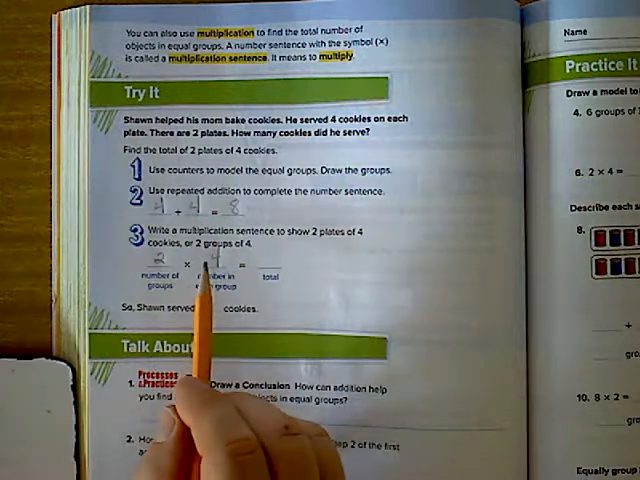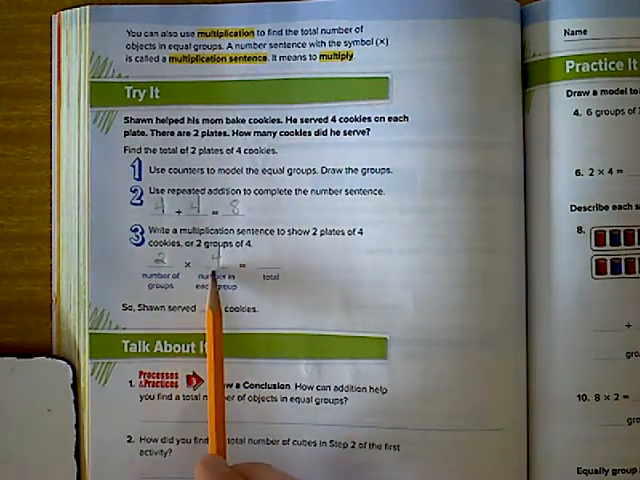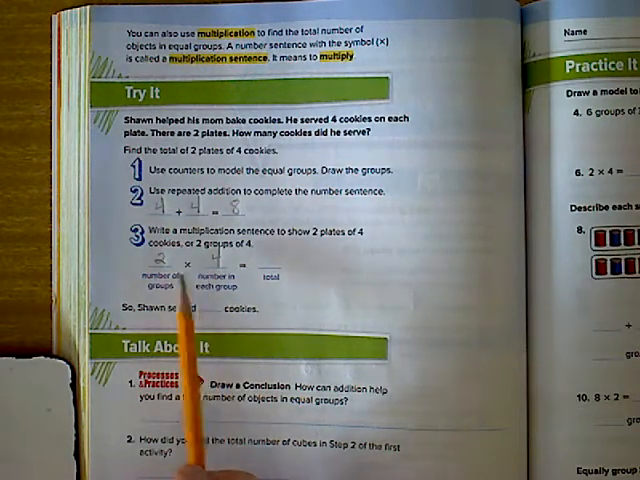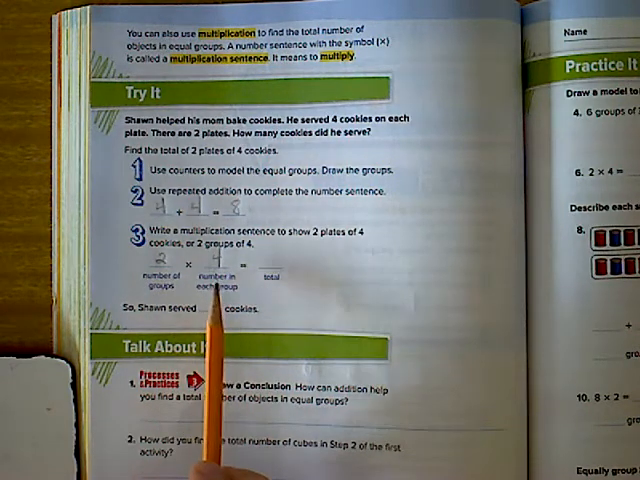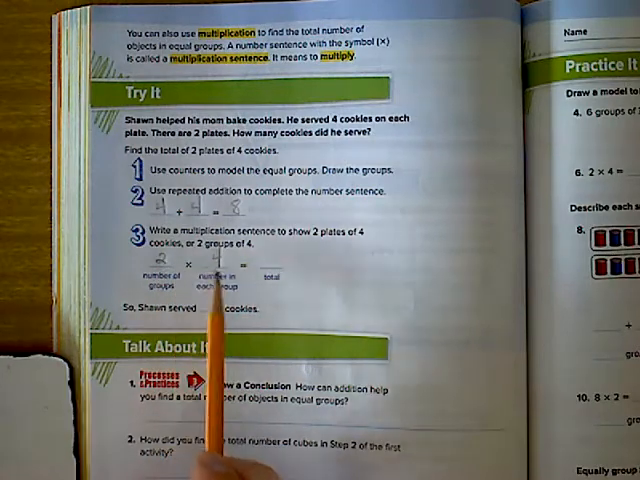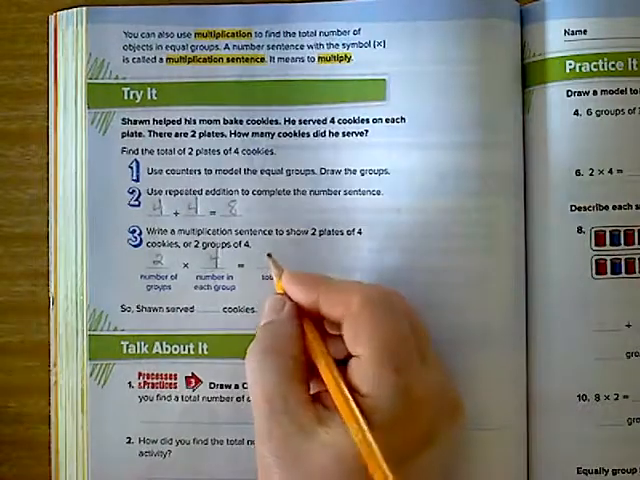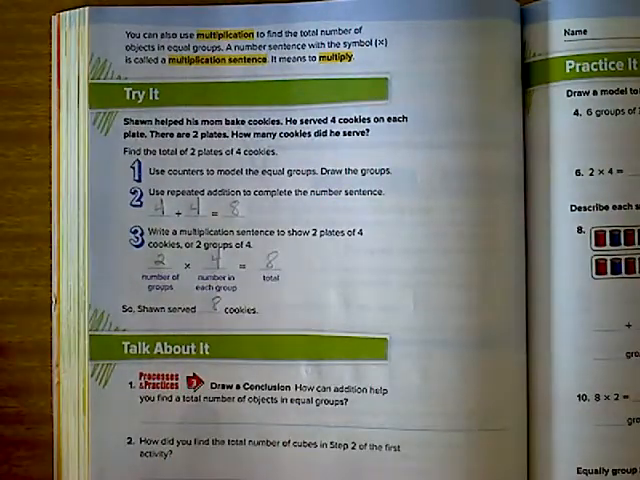So for now, I'm going to be really particular about which numbers you put in which spots. Eventually, we'll get into the commutative property like with addition, and it won't matter. But right now, I want you to always think of this first number you write as the number of groups, and this is the number in each group. So 2 times 4, 2 groups with 4 in each one, would also equal 8, wouldn't it? So he served 8 cookies.